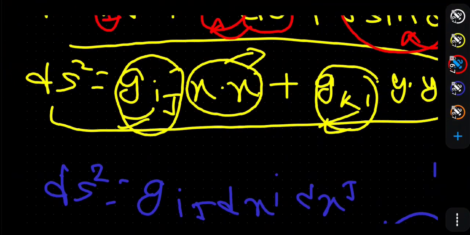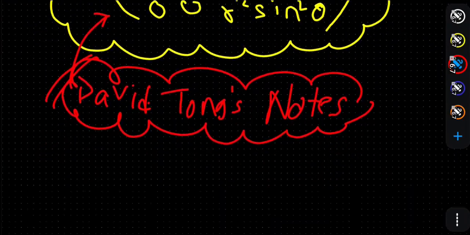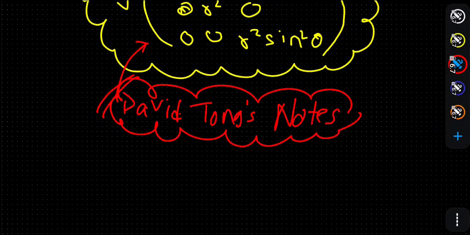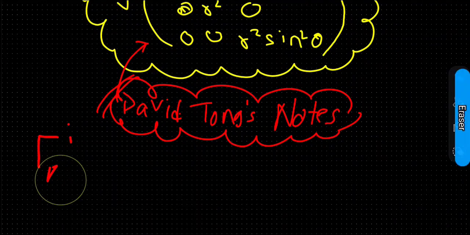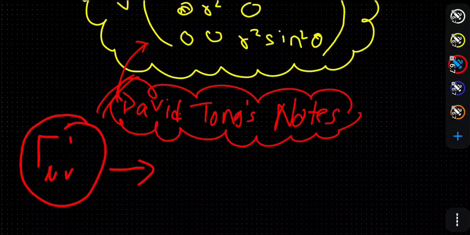So maybe in the second video we will discuss calculating the Christoffel symbols. This is another very important thing. Let me write the symbol, Gamma mu nu, I like this symbol. So maybe in the next video we'll discuss calculating the Christoffel symbol and some basic principles about it.